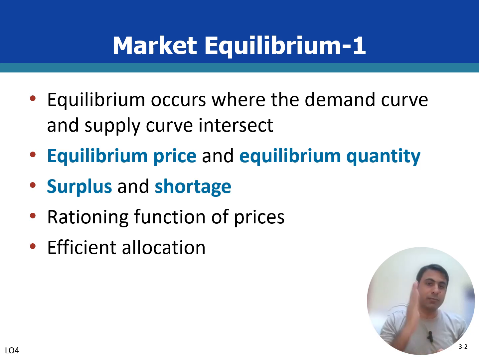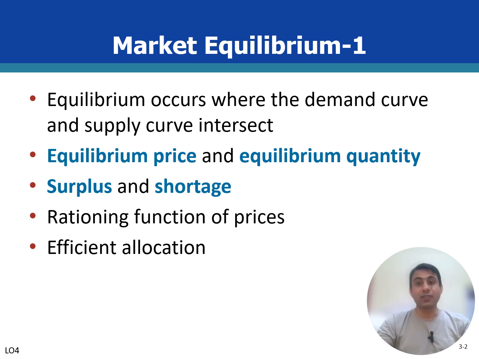When the market price is set above the equilibrium level, a surplus occurs because producers supply more goods or services than consumers are willing to buy at that higher price. This surplus exerts downward pressure on prices as sellers compete to attract buyers, eventually pushing the market towards equilibrium.